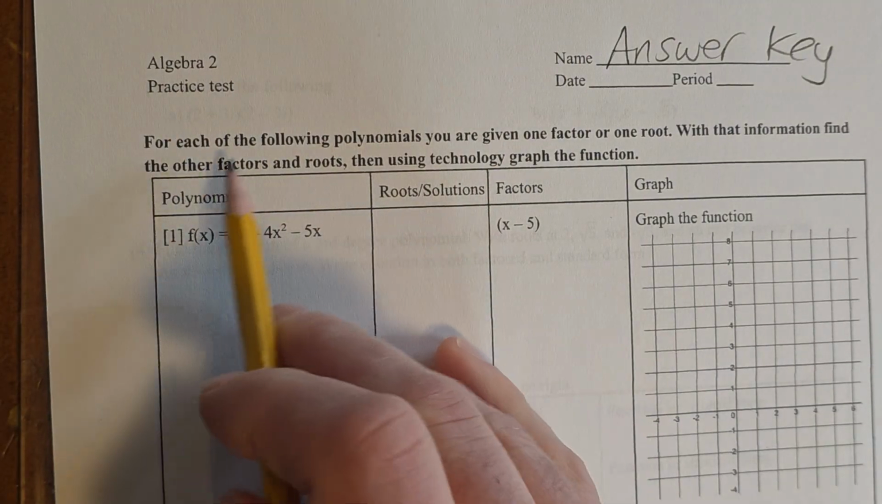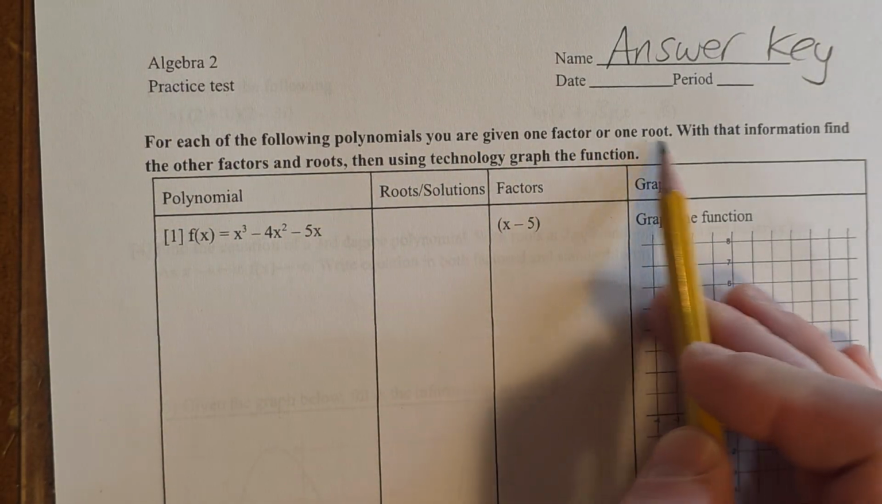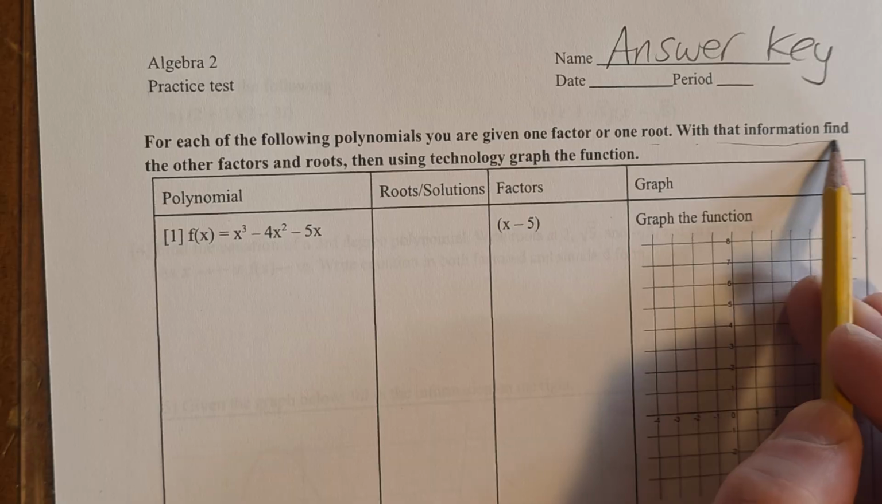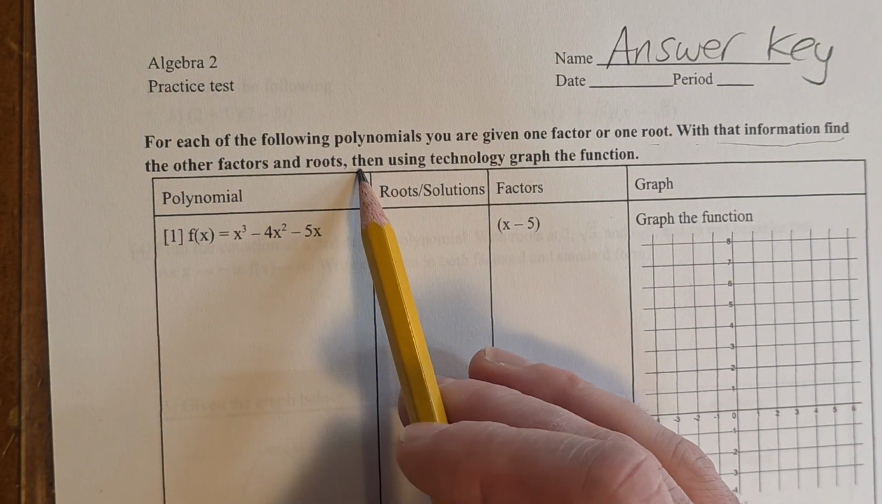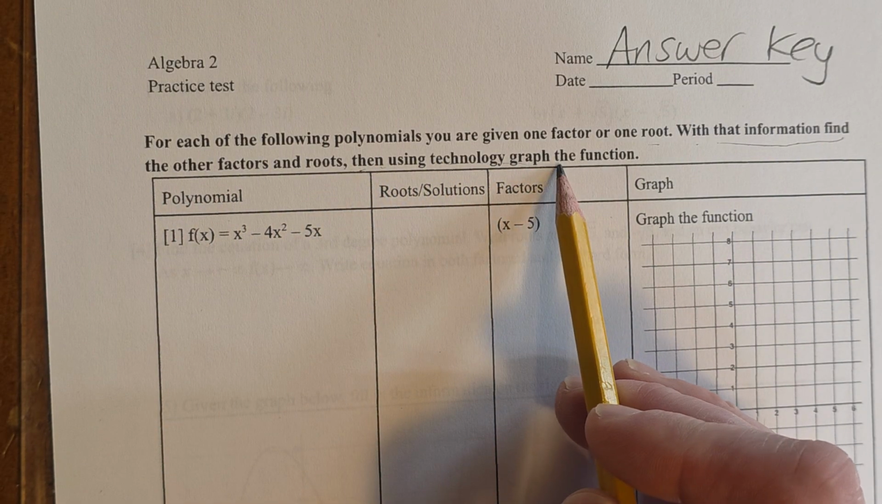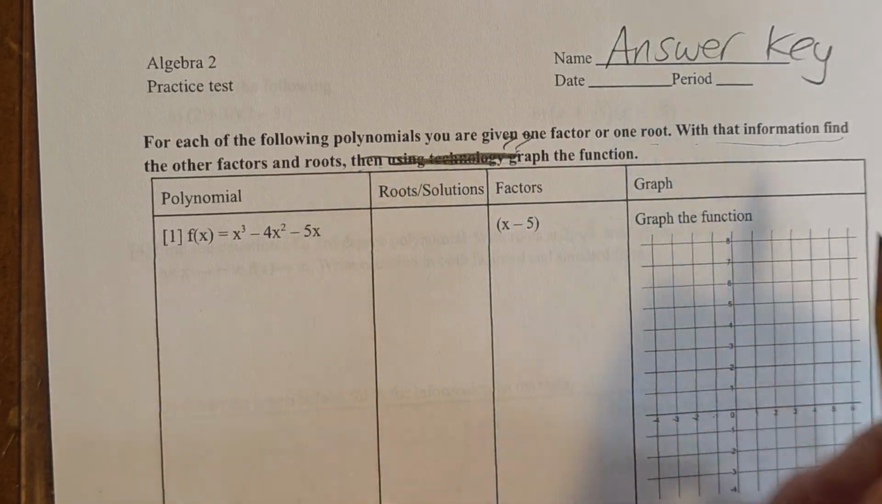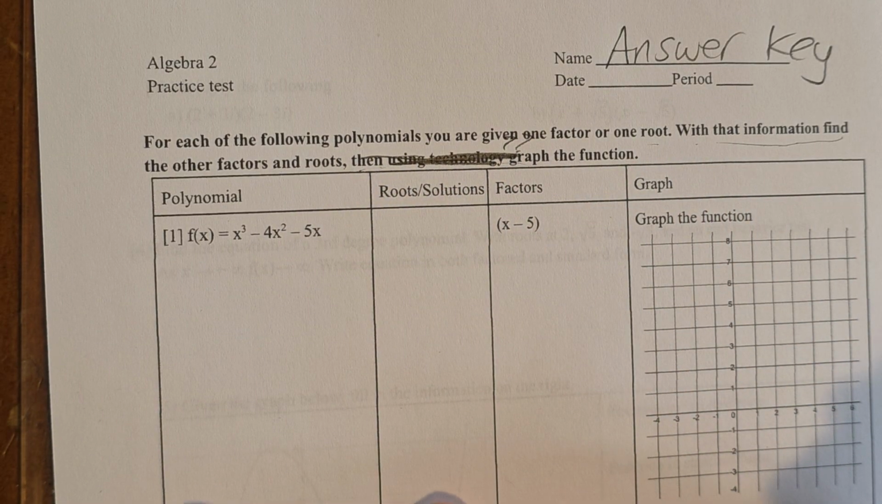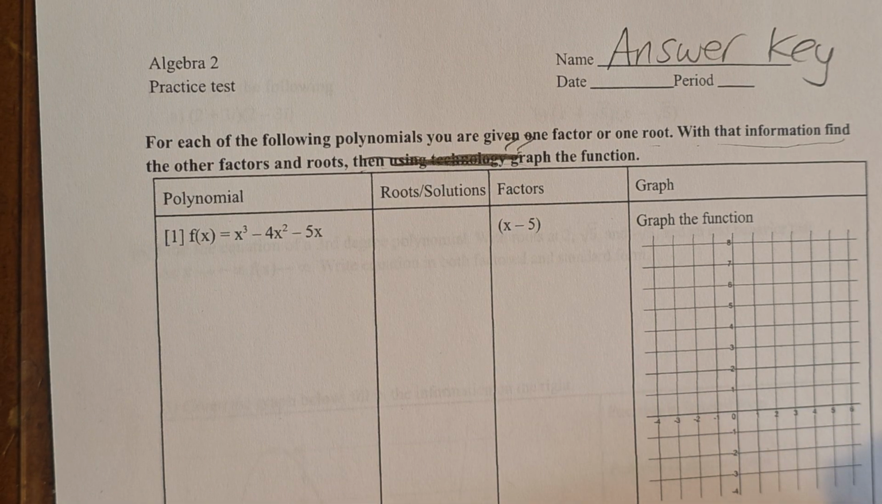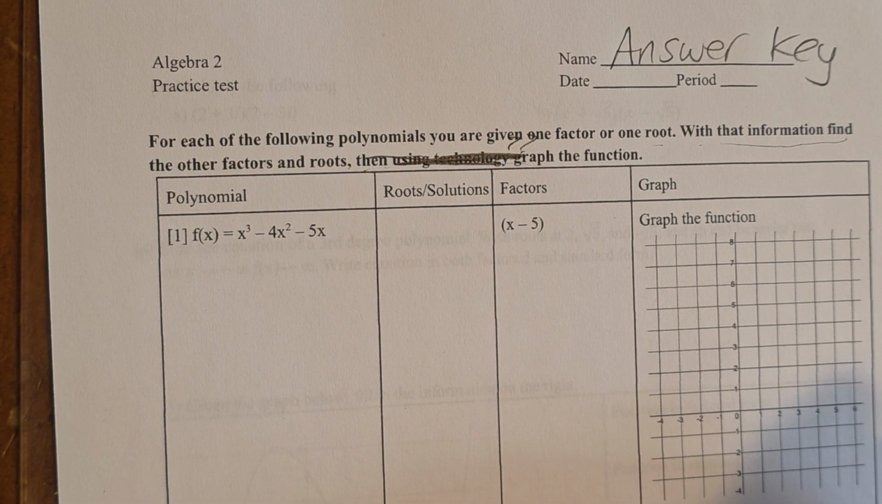Alright, so for each of the following polynomials, you are given one factor or one root. With that information, find the other factors and roots. Then, using technology, graph the function. I don't even think this is true. You can check your answer with technology. Don't use technology because you need to not have technology for the test, I believe.